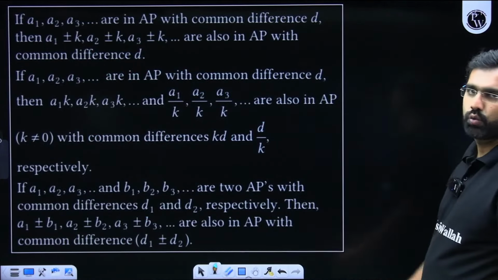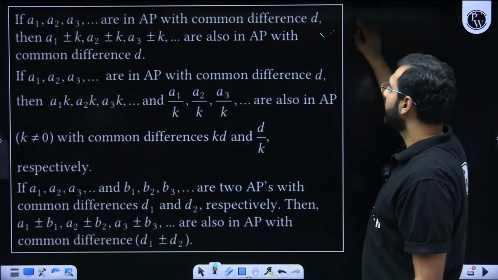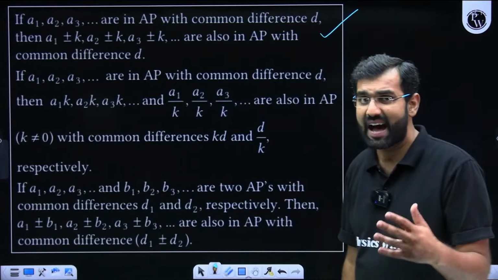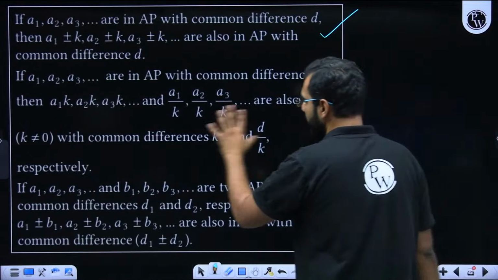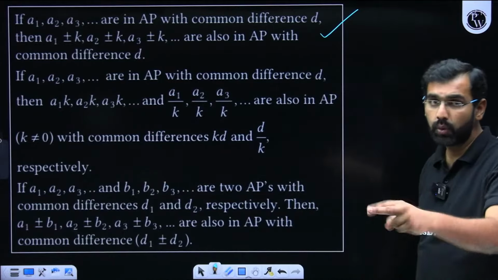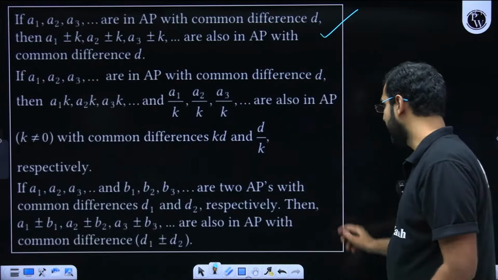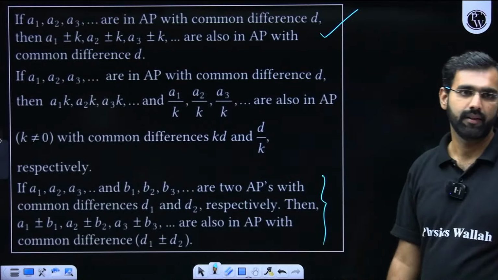These are the results which are self-explanatory. If in an AP the same term is added, subtracted, multiplied, or divided, then it still remains an AP. If two APs are added or subtracted term by term, then also it remains an AP.